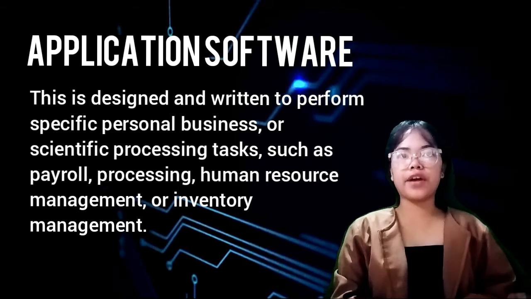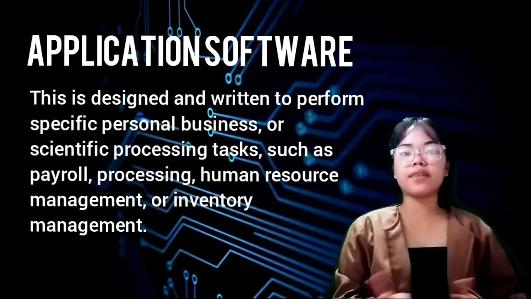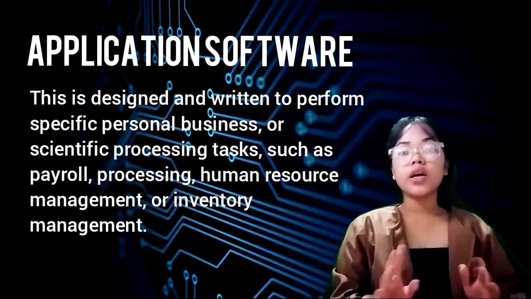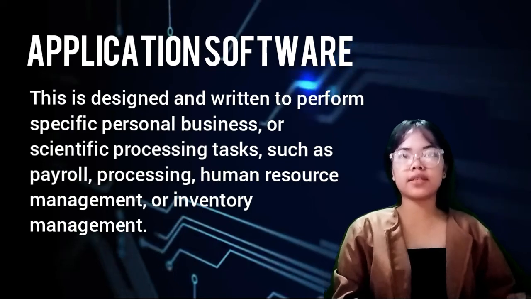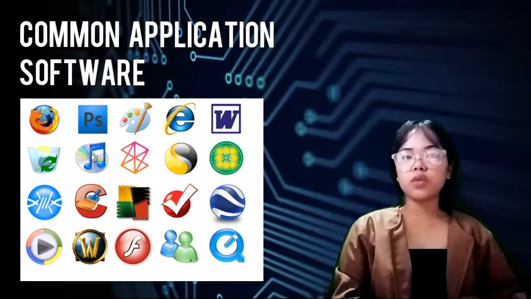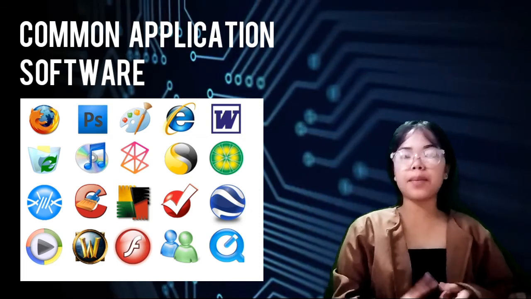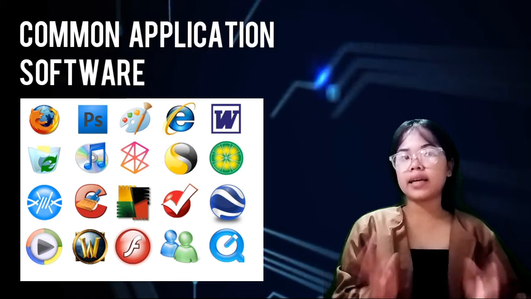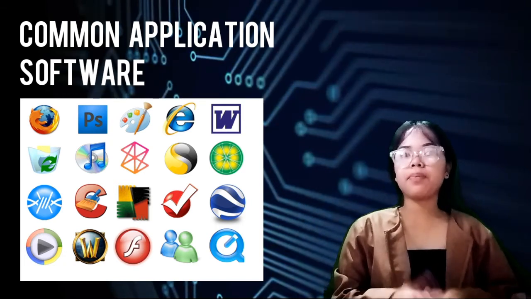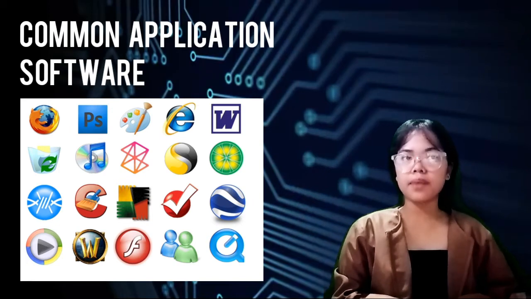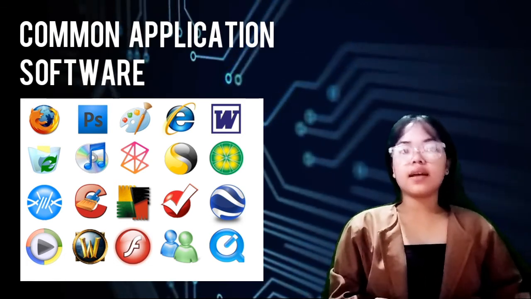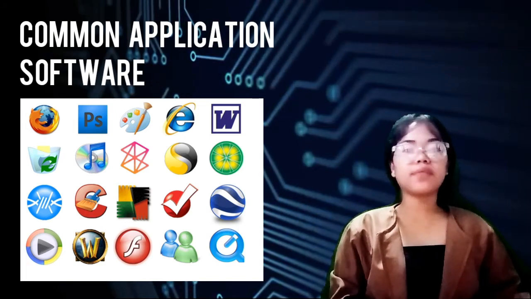Second is application software. This is designed and written to perform a specific personal, business, or scientific processing task, such as payroll processing, human resource management, or inventory management. Common application software are the following: MS Word, WordPad, Notepad, Internet browsers like Firefox, Safari and Chrome, Microsoft PowerPoint, Keynote, AutoCAD, MySQL, Oracle, MS Access, RealPlayer, Media Player, VLC Player, dictionaries like Encarta, Britannica, Mathematica, Google Earth, NASA WorldWind, OpenOffice, and Microsoft Office.